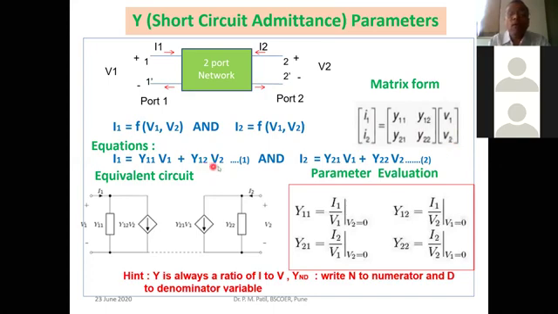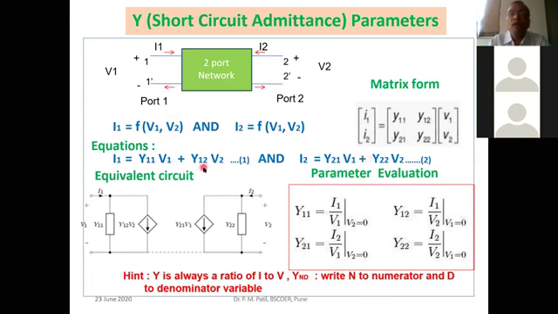The same equations 1 and 2 you can form from this matrix. Matrix multiplication is row by column. For the first element I1, take the first row into the column, and for the second element I2, the second row and the column. So I1 is equal to Y11 V1 plus Y12 V2, this is equation number 1. And I2 is equal to Y21 V1 plus Y22 V2, this is your second equation. So these are the equations of Y parameters.